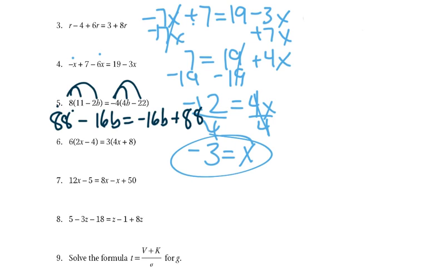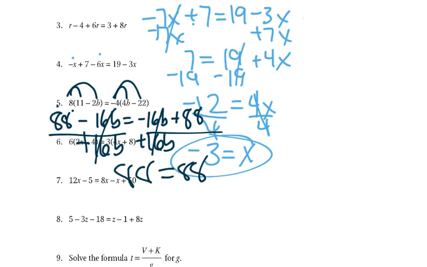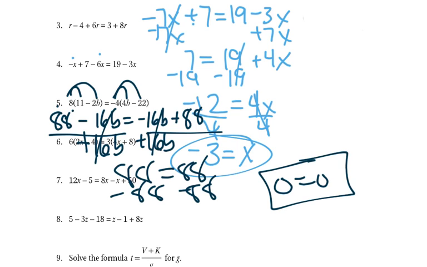Now, okay, here's a kind of a weird one, because look, that's basically the same thing, isn't it? So if I add 16b, that becomes 0, this also becomes 0, and we get 88 equals 88, which I could even subtract an 88, and I'd get 0 equals 0. Okay, so what does that tell us? When you see an answer like this, where we get rid of our variables, but our numbers are equal, it means the answer is all reals.